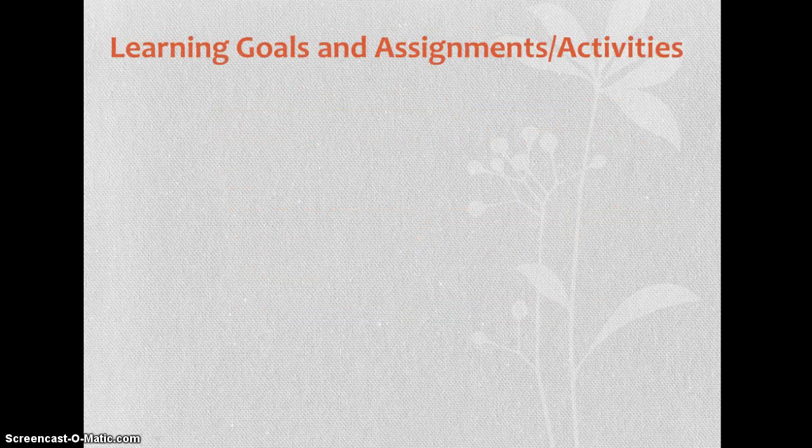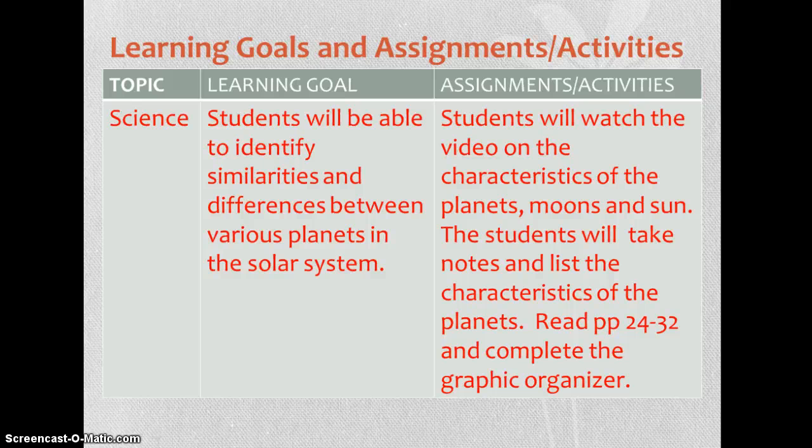So let's look at an example. In science, a learning goal may be that students will be able to identify similarities and differences between various planets in the solar system. An activity or an assignment to go along with that learning goal would be that students will watch a video on the characteristics of the planets, moon, and sun, take notes and list those characteristics of the planets, and then read pages 24 through 32 and complete a graphic organizer.